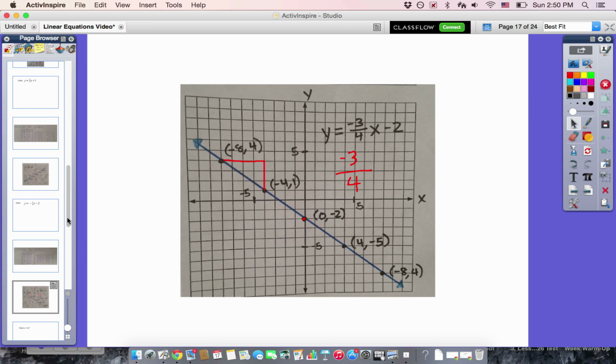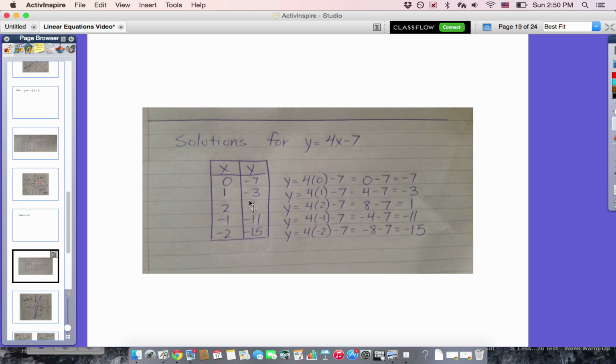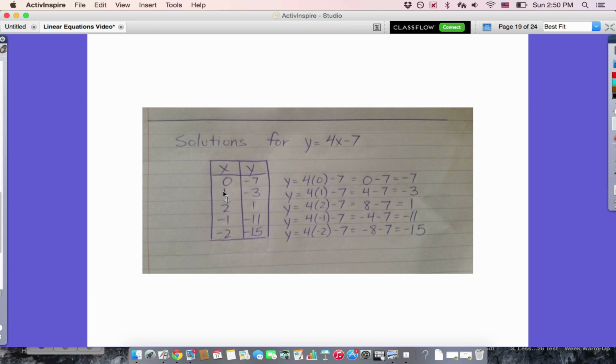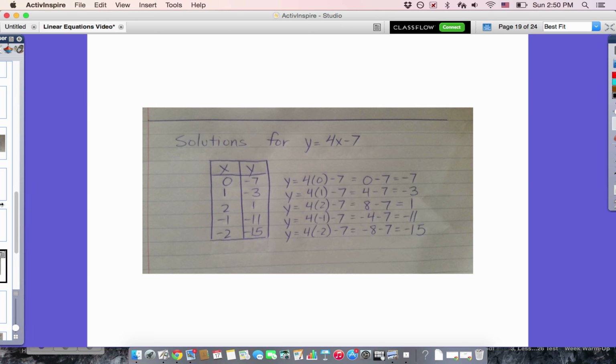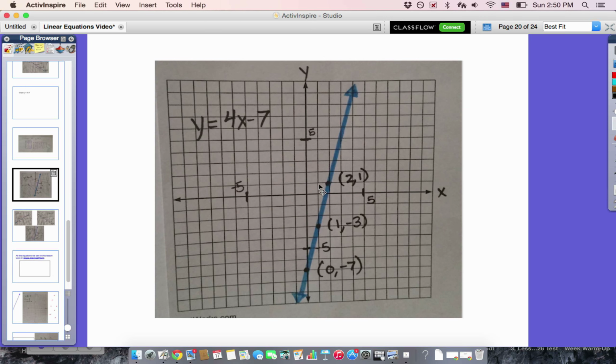Okay, now let's look at one more equation. I have y equals 4x minus 7. Okay, so I did the same thing. I found a few solutions to this equation, and then I just graphed it. But I was only able to graph 3 points because my graph only goes from -10 to 10.